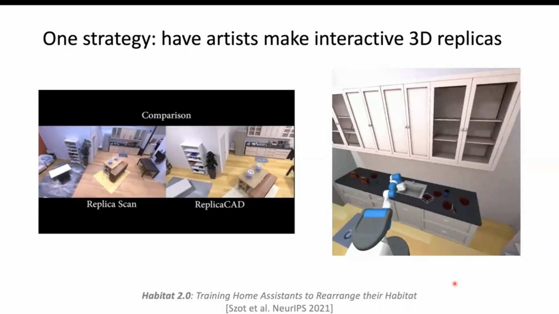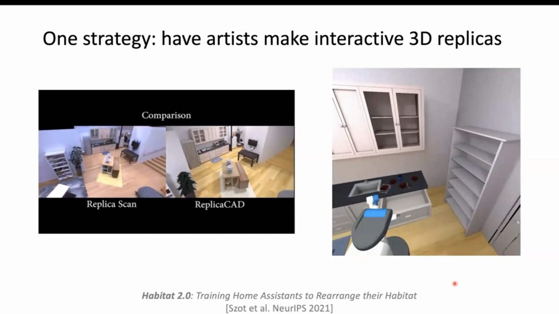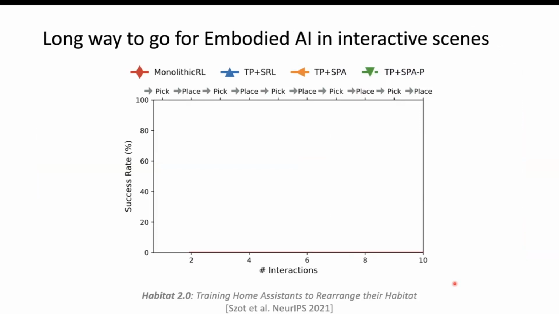And with this support for interaction, for manipulation, we could then study some of these settings that require object manipulation. And in here, I'd like to make just one high-level point. The specific details of the results are not particularly important, but the point that I want to make is that we have a long way to go for these embodied AI agents in settings where interaction is required. Even in simulation, where there's not much noise, many things are idealized.